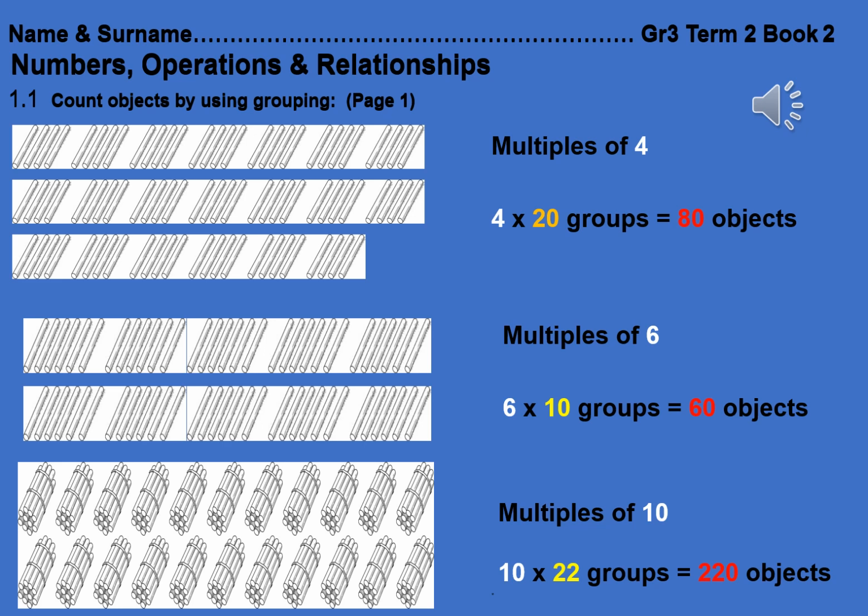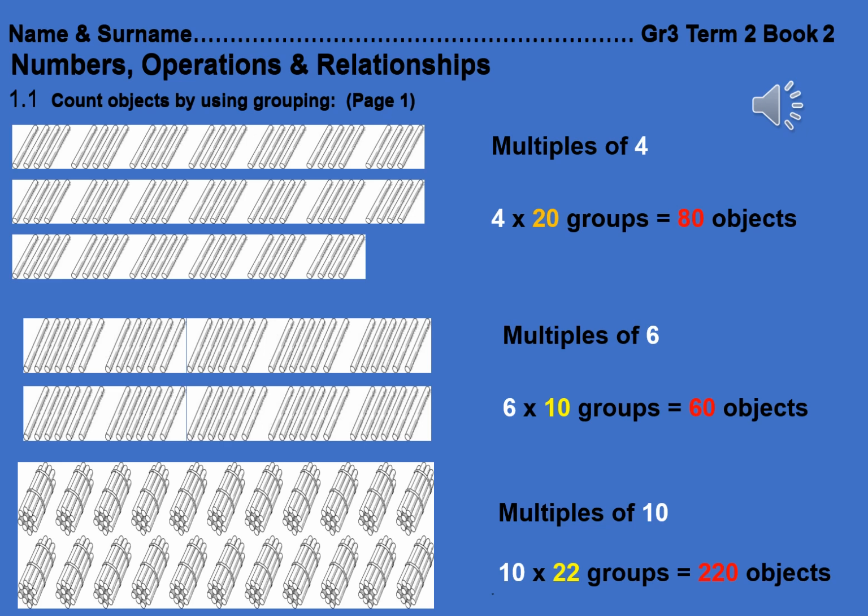That's the first part. We need to understand what multiples we're counting in. The second part to these sums, you need to know what is grouping. So let's see how many groups of 4 poles do we have. So we count them 1, 2, 3, 4, 5, 6, 7, 8, 9, 10, 11, 12, 13, 14, 15, 16, 17, 18, 19, 20. There are 20 groups.